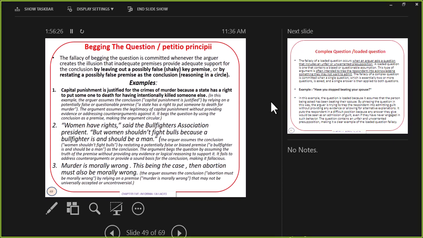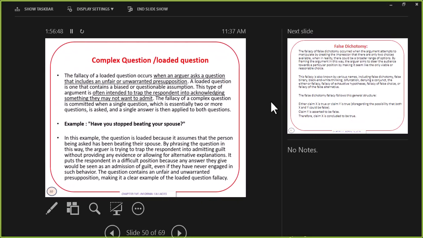Right? So begging the question occurs either because the premise reinstates or repeats the conclusion, or by missing out or hiding a questionable premise. If it were present, then it would expose the fallacious nature of the entire argument.